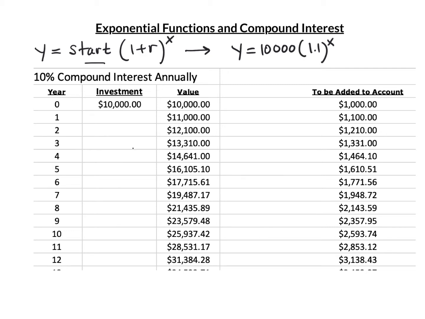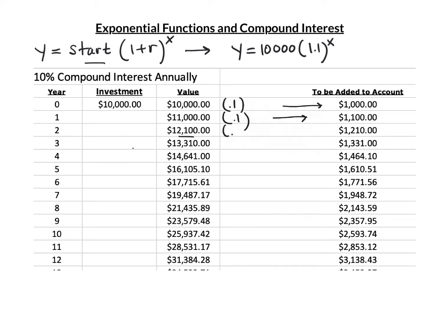Beginning at 10,000, 10% is taken, 0.1, and we get $1,000 added to our account. And the next year comes along and we have 11,000 in our account. At the end of that year, 0.1 is multiplied by the 11,000 and we get 1,100 added to our account. And we now have 12,100.